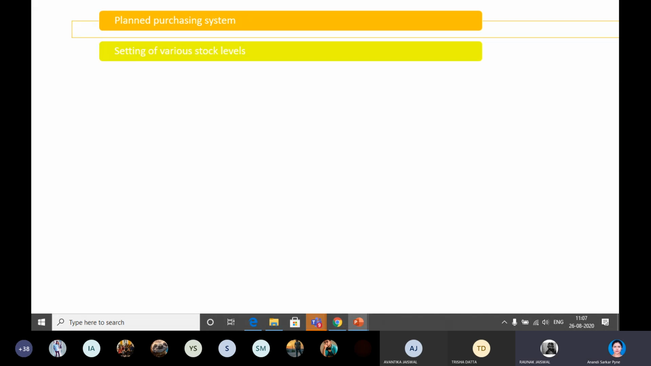So in the next class, we will work on setting of various stock levels. We will do some sums on setting of various stock levels, and I will provide you the theoretical notes, maybe on WhatsApp or maybe in MS Teams.